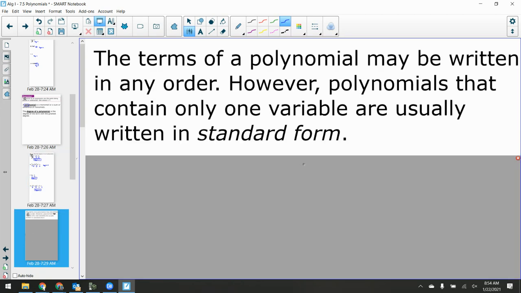Now, the terms of a polynomial may be written in any order. However, polynomials that contain only one variable, and this is important, when it only contains one variable, so it just contains x, or just y, or just z, or something like that, then you can write it in what's called standard form.